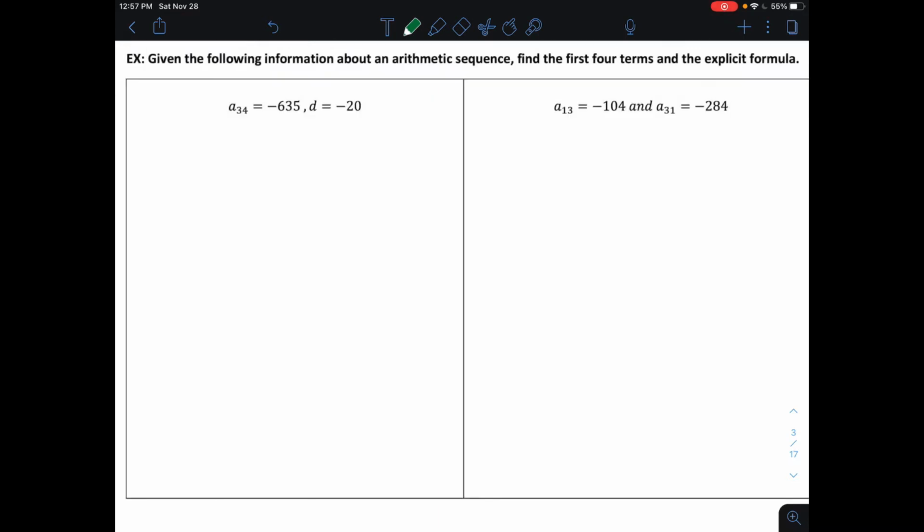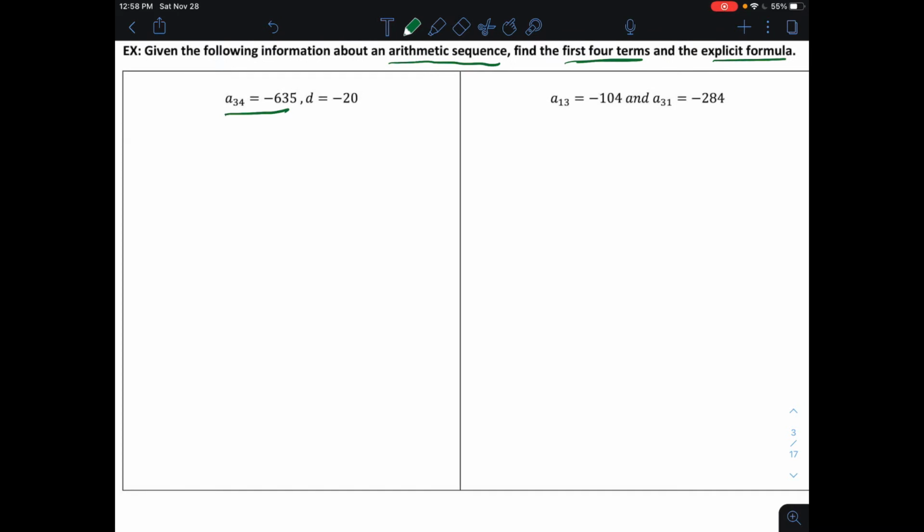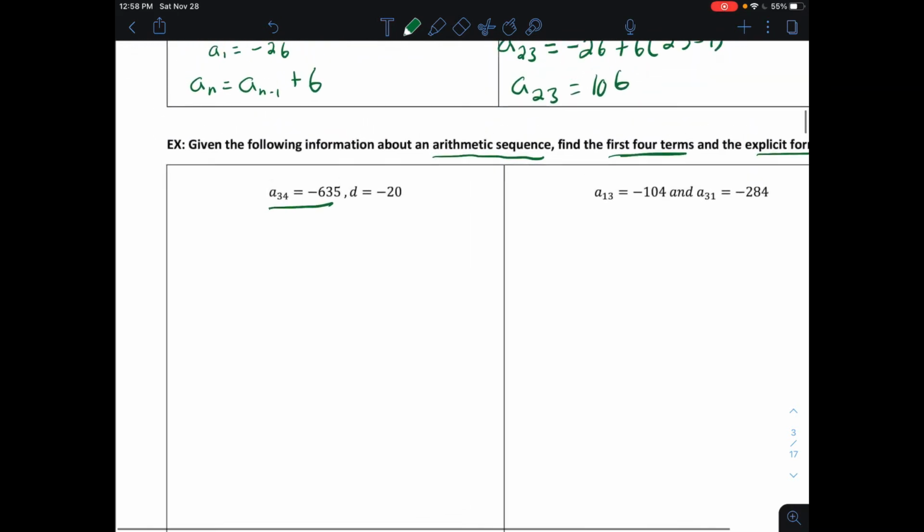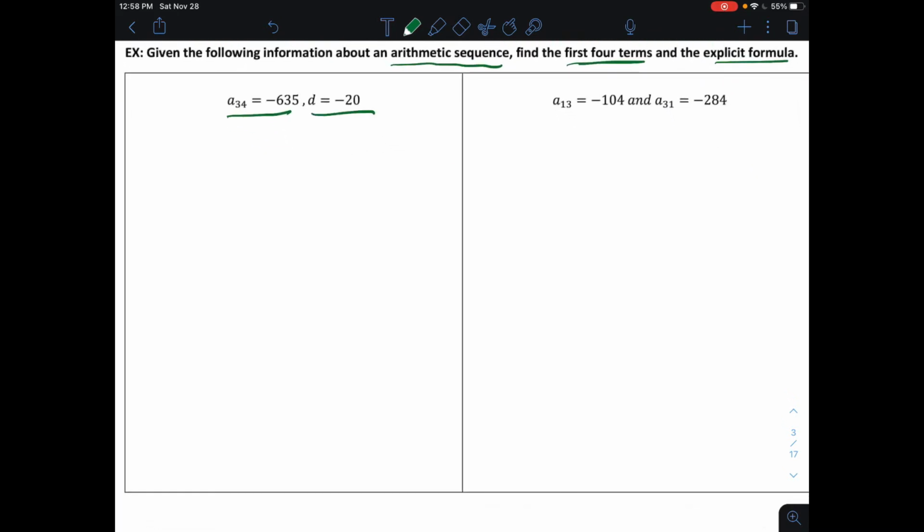All right, next one. So we get two different kinds of problems here. We're still talking about an arithmetic sequence. We want to find the first four numbers and the explicit formula for what's given. Now for this first problem on the left-hand side, what I'm given is that the 34th term is negative 635, and the common difference is negative 20. And so what we would do here is try to figure out what the first term is. We're going to take our explicit formula, which is a_n equals a1 plus d times n minus 1.